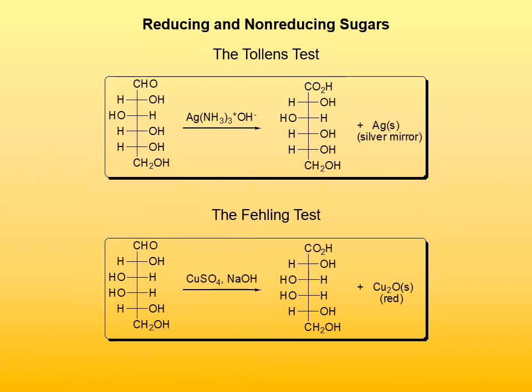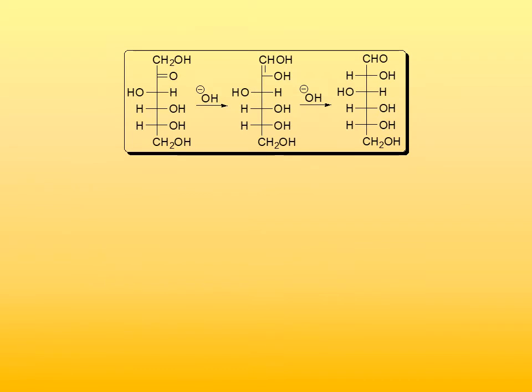Now carbohydrates that give positive Tollens or Fehling tests are called reducing sugars, and those that do not are called non-reducing sugars. So at first glance it may appear that an aldose would give a positive test and ketones negative, because ketones cannot be oxidized to carboxylic acids. But that's actually not the case. This is a strongly basic solution, and under basic conditions, a ketose can be isomerized to an aldose, and that's shown in an equation here, isomerization of fructose to glucose.